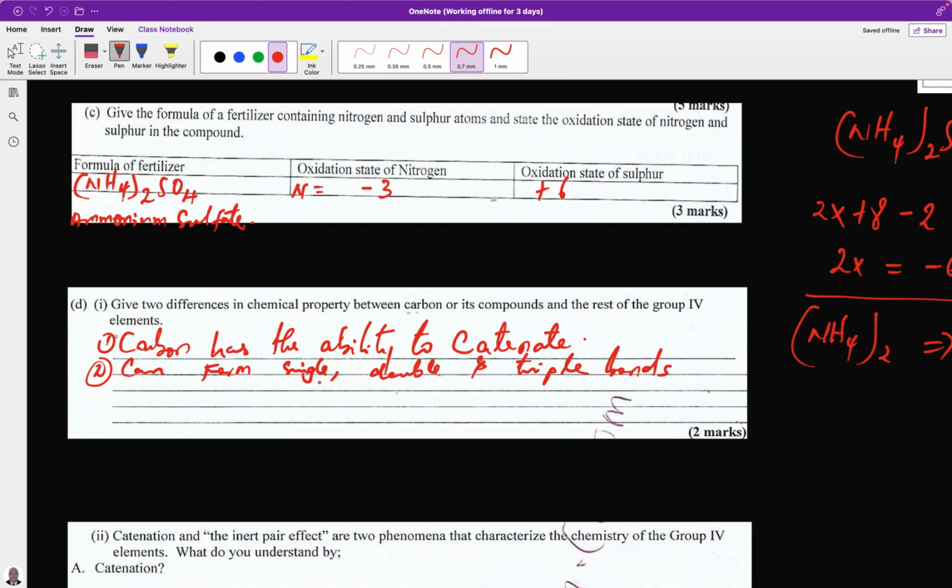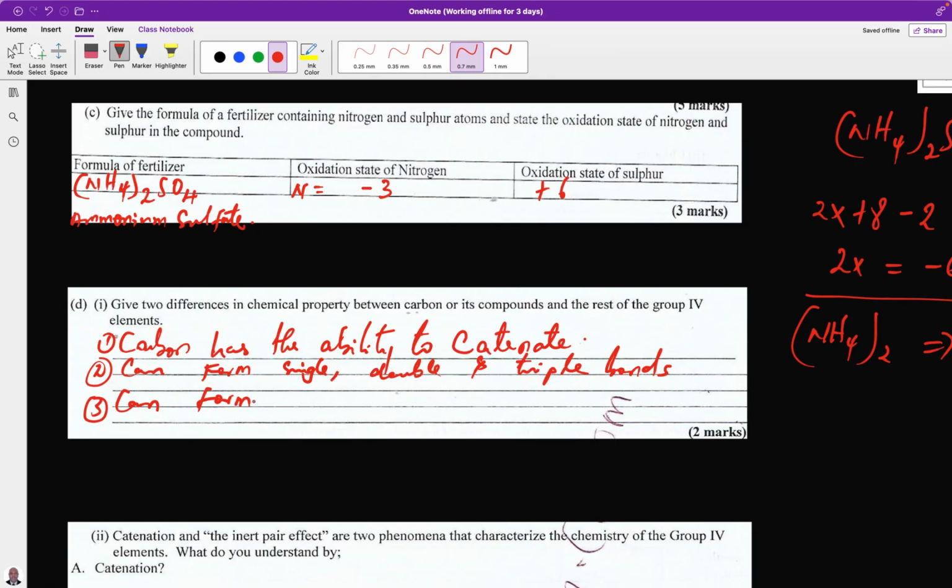It can form single, double, and a triple bond. Now, another one is that carbon can form 4 chemical bonds to other atoms. It can form 4, that is sp3 hybridized.